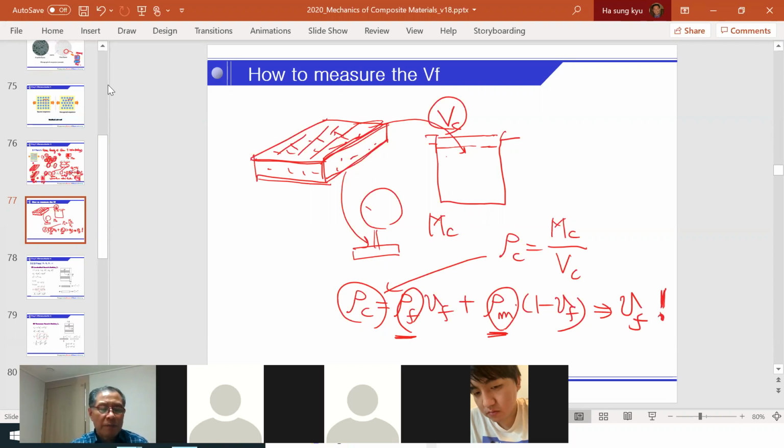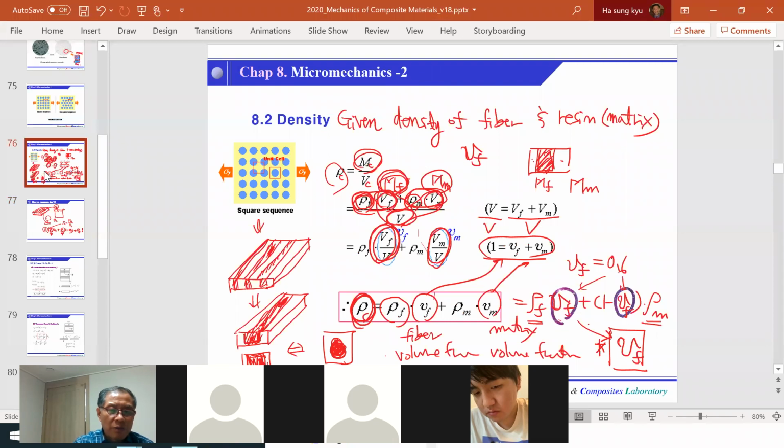Very simple but very useful procedures. But as you can see, we need to have precise information of the fiber density and resin density, and you need to measure precisely the mass and volume of these specimens. Okay, so this is how we calculate the density of composites.